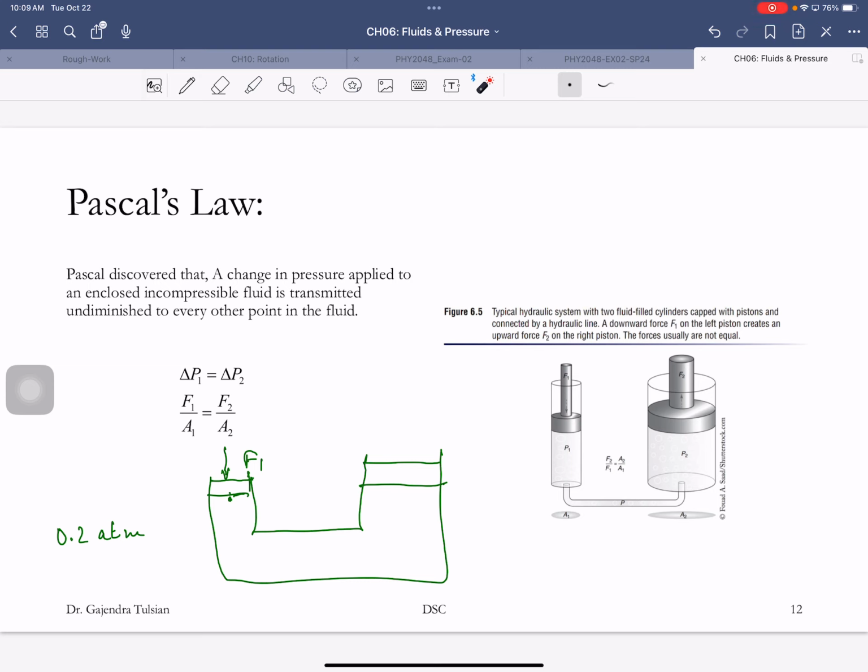All right, well, what is the big deal here? Here's the big deal. F1 over A1 was the increase in pressure at point 1. That is equal to the increase in pressure everywhere, but that's the increase in pressure at this point as well. So when you push down on it, the push up here, let's see what that is equal to. So F2 equals A2 divided by A1 times F1.